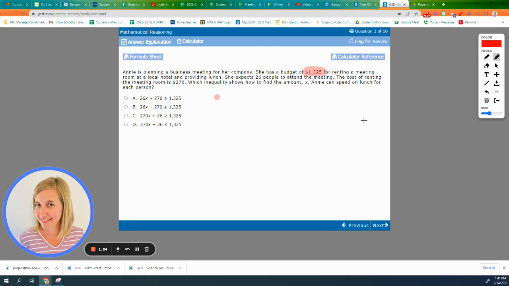So we're going to have to add, let me change to my pen here, the cost of the meeting room and the cost of lunch, okay? Meeting room cost plus the cost of lunch, and it has to total less than or equal to the budget, which is 1,325.